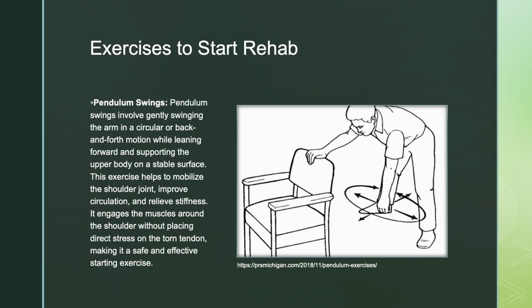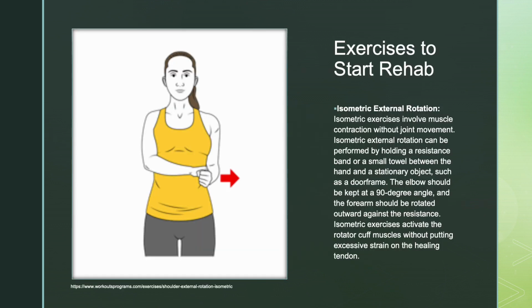In order to start your rehab, we'll look at something like a pendulum swing, which is where you just swing your arm back and forth. You can see in the picture here, bent over a chair, going around like a pendulum. The key here is just to get it moving, relieve that stiffness, get some circulation, and start to hone in on mobilizing that shoulder joint.